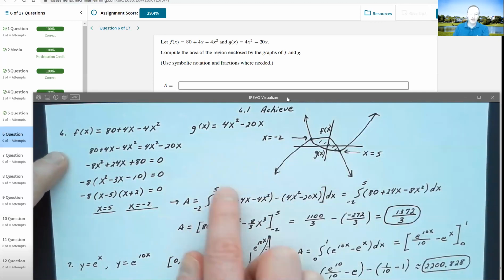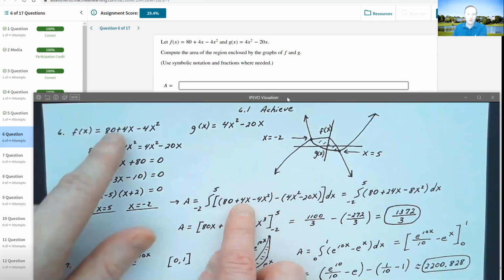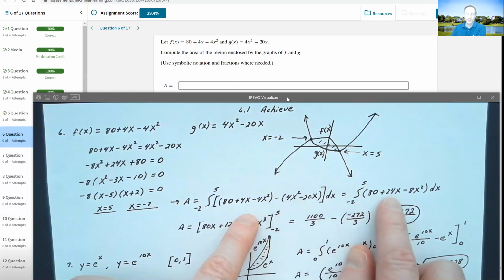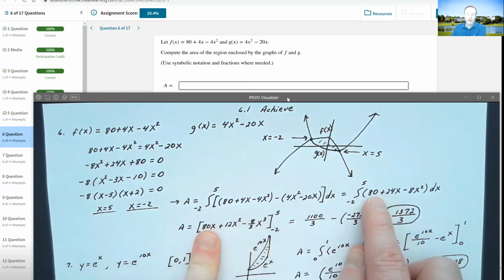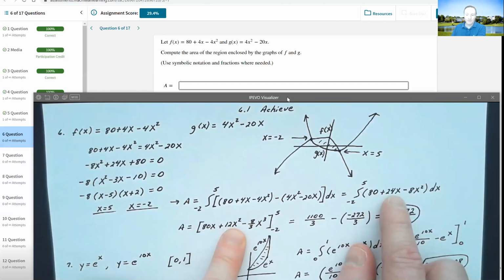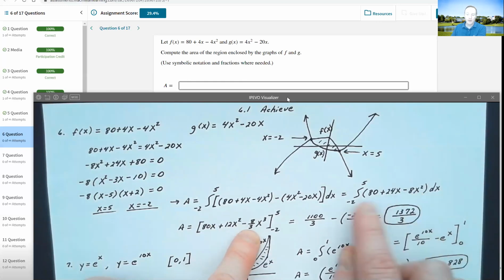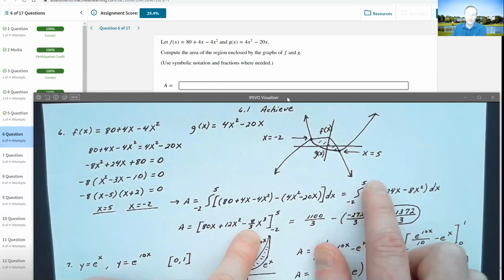I integrate from -2 to 5 of the function f of x minus the function g of x. Simplify that on the inside. Then I just use the power rule. 80x minus 12x to the second, minus 8x cubed over 3, evaluated from -2 to 5.